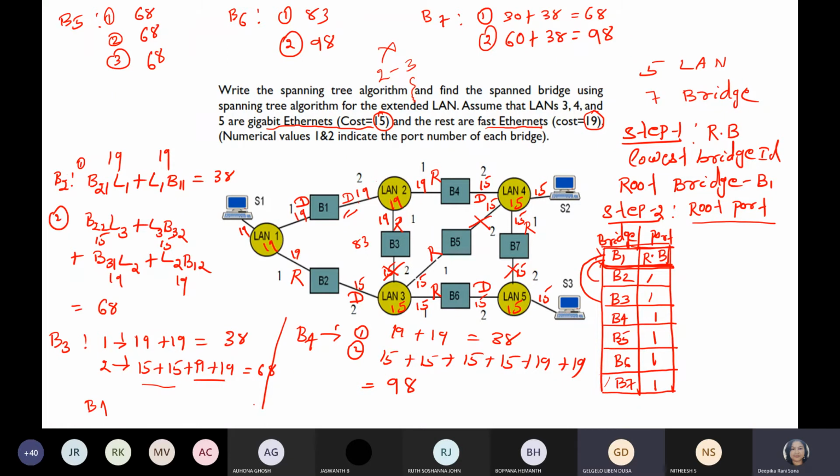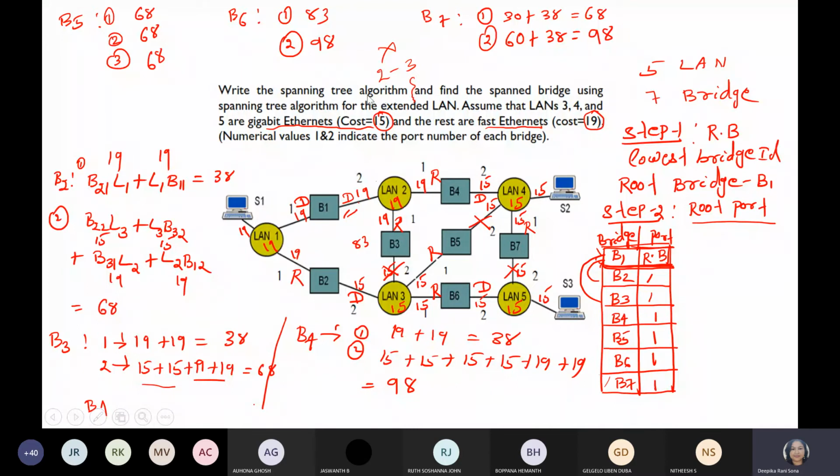Ma'am, is this step enough for writing the algorithm, or do we have to write another algorithm for this? No, the spanning tree algorithm has been asked in the question, right? Yes, ma'am. Spanning tree algorithm has been asked, so this belongs to the spanning tree algorithm only. You have to follow the steps of the spanning tree algorithm.